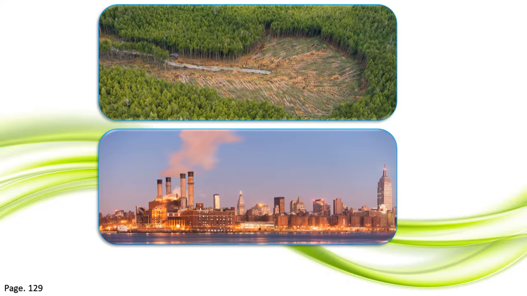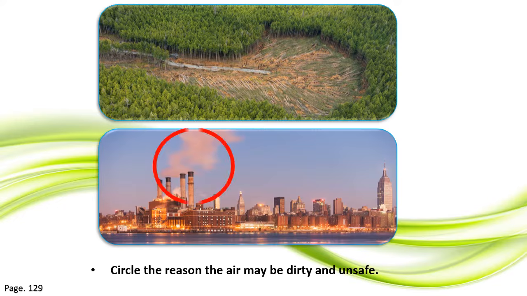And finally, let's move on to page 129 in our science book, where we are asked to circle the reason the air may be dirty and unsafe. So what do you think? Well done! We are going to circle the air that is coming from factories in the picture below. This air coming from factories is very harmful as it causes pollution, diseases, and great harm to our Mother Nature.